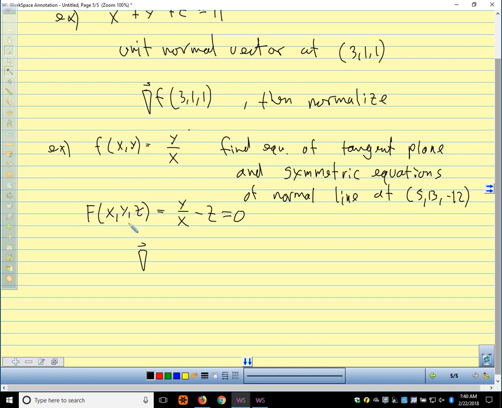Del F gives us our normal vector. So del F is the partial of this with respect to x, minus y over x squared i hat, partial with respect to y, 1 over x j hat, and then we get a minus k hat.